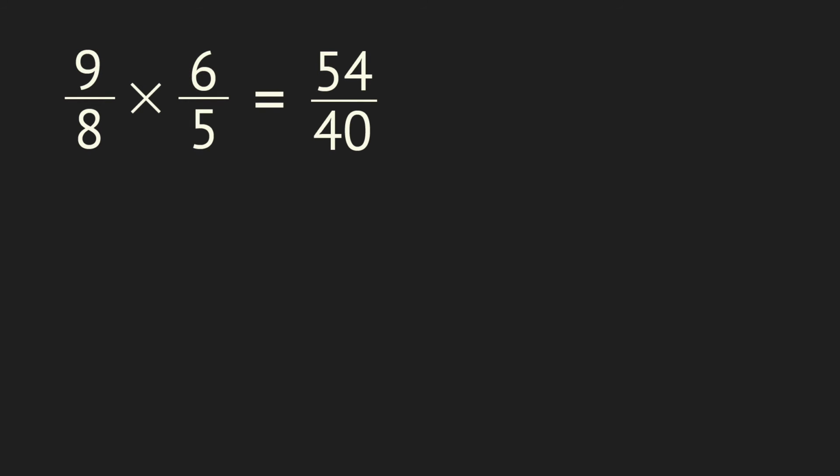Now we need to simplify the fraction 54 over 40. We notice immediately that both 54 and 40 are divisible by 2, so we divide both the numerator and the denominator by 2 to obtain 27 over 20. 27 factors into 3 times 3 times 3, and 20 factors into 2 times 2 times 5, so they have no common factors. So this fraction is completely reduced. So 27/20 is our final answer.